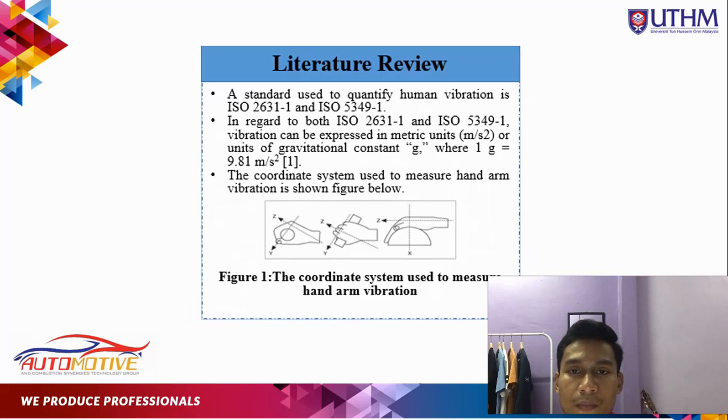Move on to the next topic, which is literature review. The standards used to quantify human vibration are ISO 2631 and ISO 5349. In regard to both ISO, vibration can be expressed in the metric unit meter per second squared or units of gravitational constant G, where 1 G is equal to 9.81 meter per second squared. The coordinate system used to measure hand-arm vibration is shown in the figure. As you can see in the figure, there are X, Y and Z axes acting on the motorcycle handlebar.